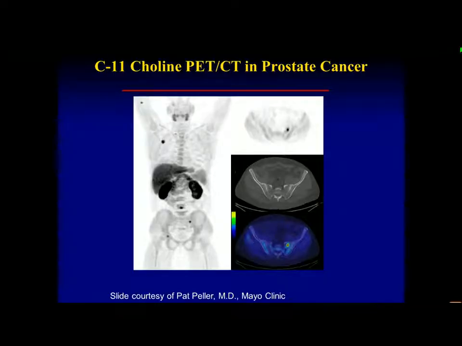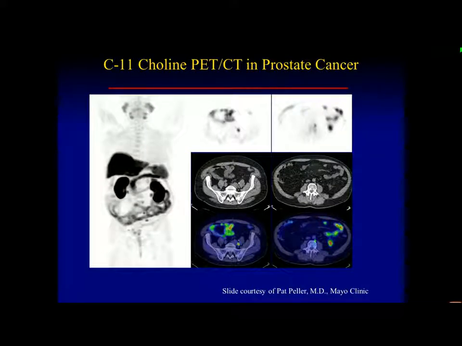This is just an example, courtesy of Mayo Clinic. Again, you're seeing normal liver and spleen, but in the abdomen, you're seeing clear uptake, and you can see the metastatic disease. And another example, transaxial slices, and you can see these are PET-CT images correlating to the uptake.